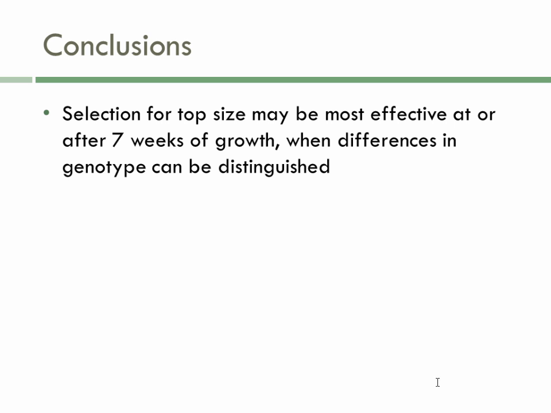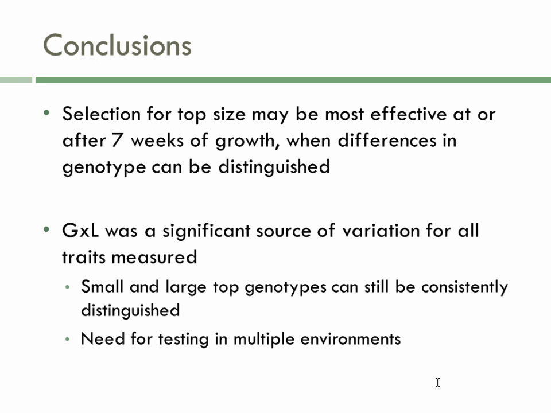Just from a breeding standpoint, selection may be most effective 7 or more weeks after planting, when genotypes can start to be distinguished. Genotype by location was significant for all traits that I measured, but I would argue that you can still consistently distinguish small and large top genotypes, and it of course emphasizes the need for testing in multiple environments.